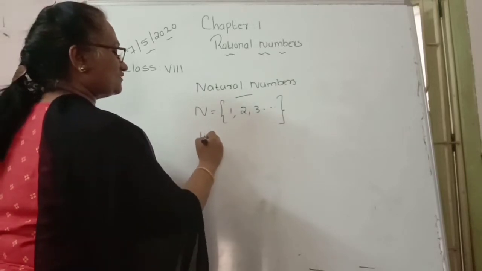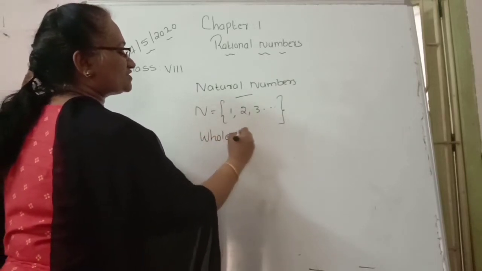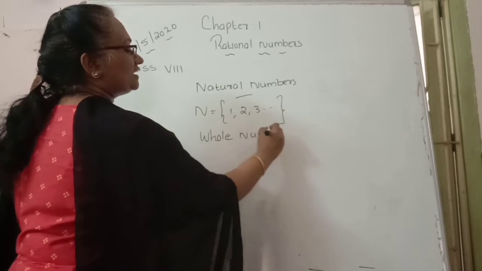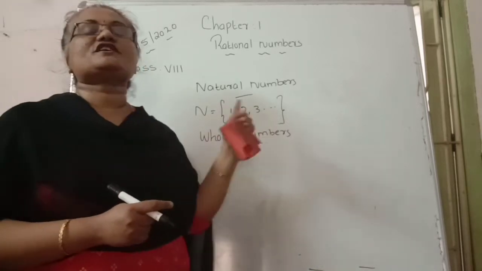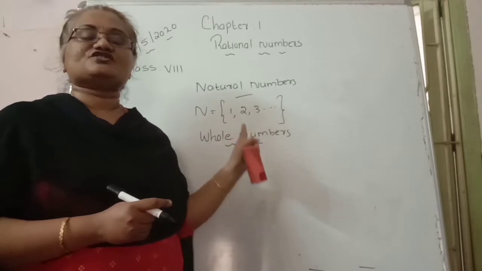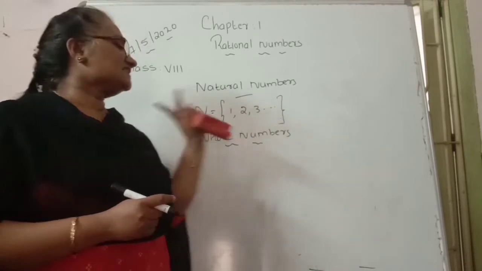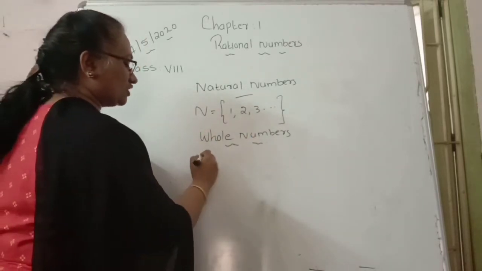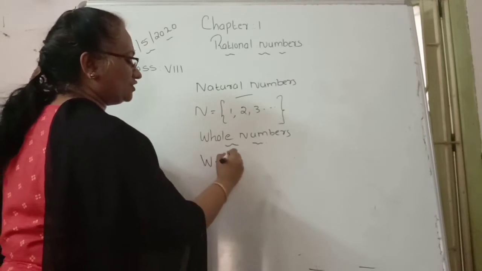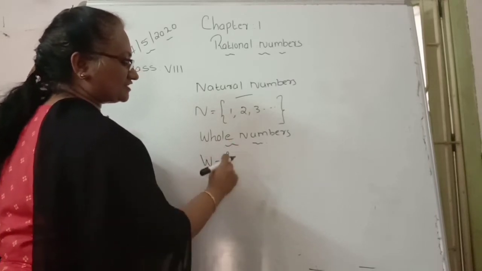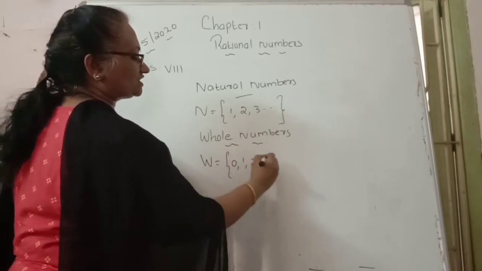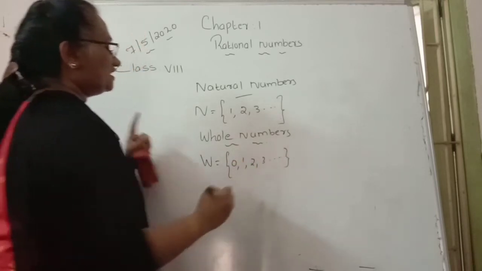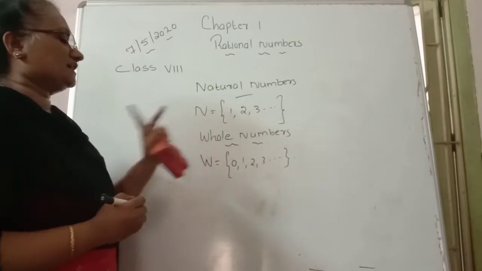Next word is whole numbers. Whole numbers means the counting numbers also belong, and zero is also included in this set. Such a number pattern we call whole numbers. It is denoted by the alphabet W. W equals set of 0, 1, 2, 3, etc. We call these whole numbers.